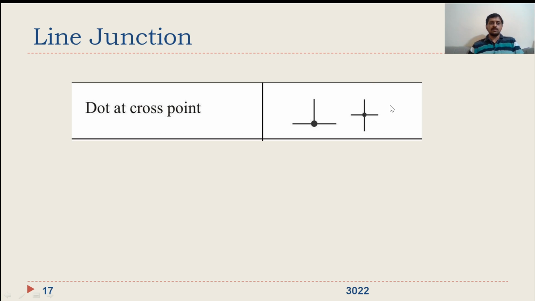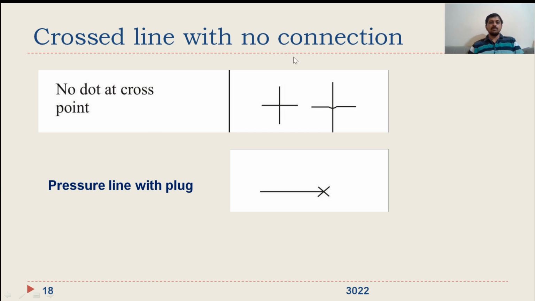Now coming to the next one, the crossed line with no connection. If there is no connection between the two fluid streams, so there are two perpendicular lines through which fluid is flowing, but there is no connection, that means no solid fill dot will be present at the junction. So this is not a junction, but one line will be flowing over the other. From this second diagram, it is clear. You can represent it either like this or like this. Both are correct. And if the end of the line is blocked or closed, there is no outflow. That terminal is represented by this cross. That means it is a pressure line with a plug. There is a plug attached at the end of this line.